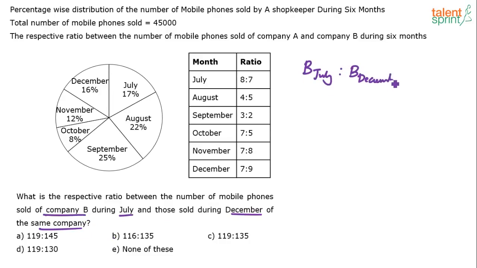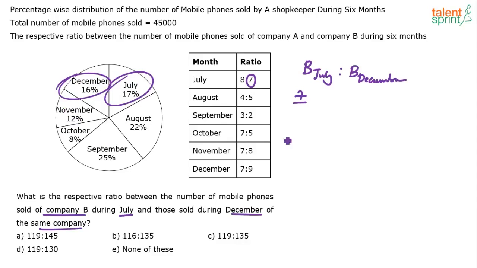What is the ratio is the question. Now how do you get B in July? See, B in July, 7 parts. Understand, again, one very important point to be noted: never try to find out the actual number of mobile phones sold in July, then the actual number of mobile phones sold in December. That's a waste of time.